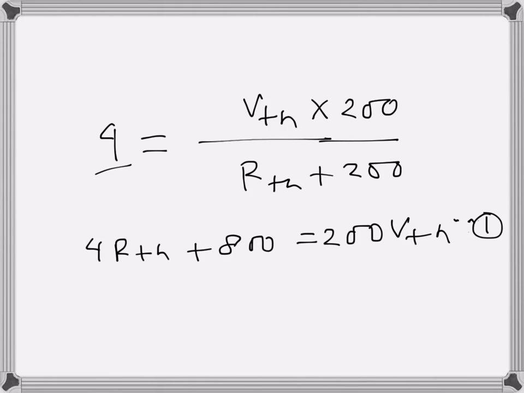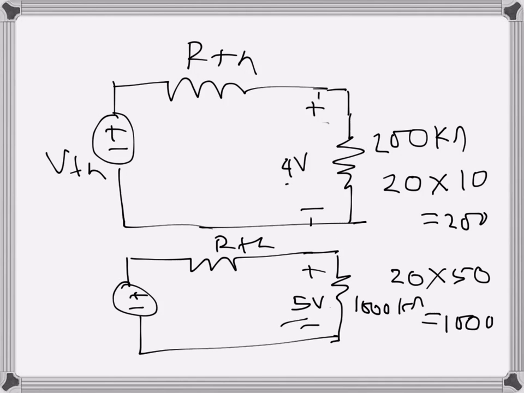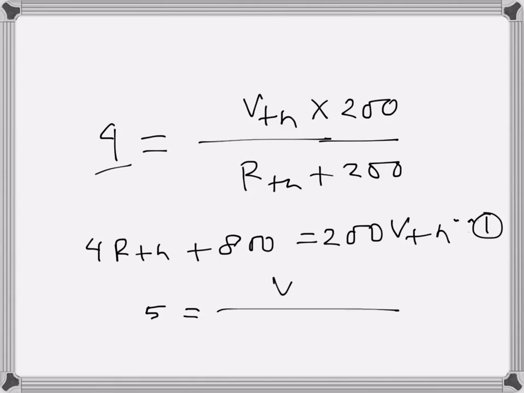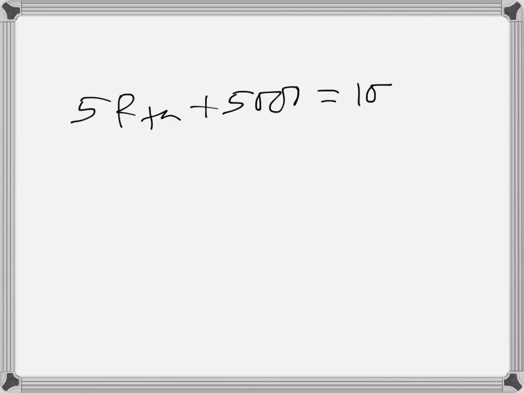And if I use the other voltmeter, that is, the voltage here is 5 volts, if I again apply voltage divider rule, it will be V Thevenin times the resistance across which it is measured. This time it is 1000 kilo ohms, over R Thevenin plus 1000. So if I multiply, 5 R Thevenin plus 5000 is equal to 1000 V Thevenin. So that's my second equation, equation number 2.